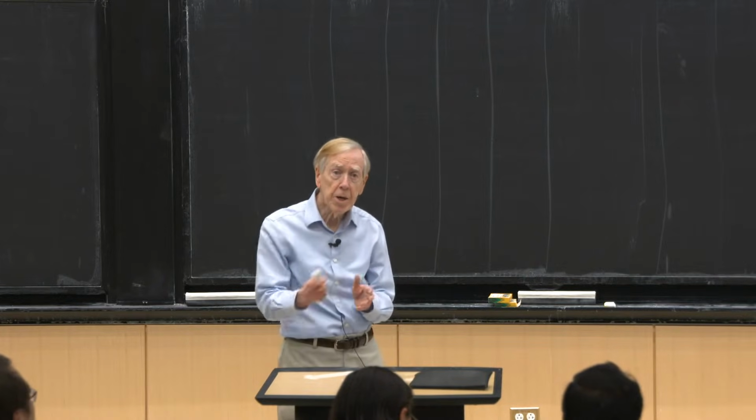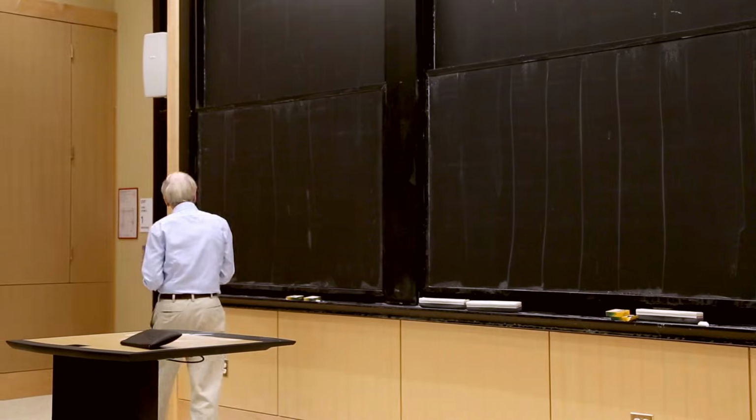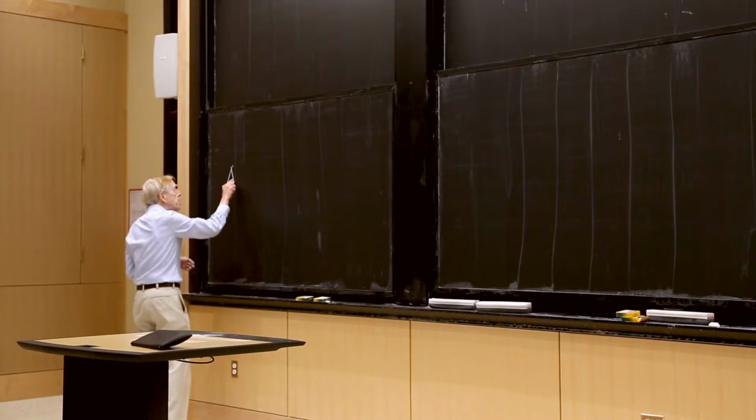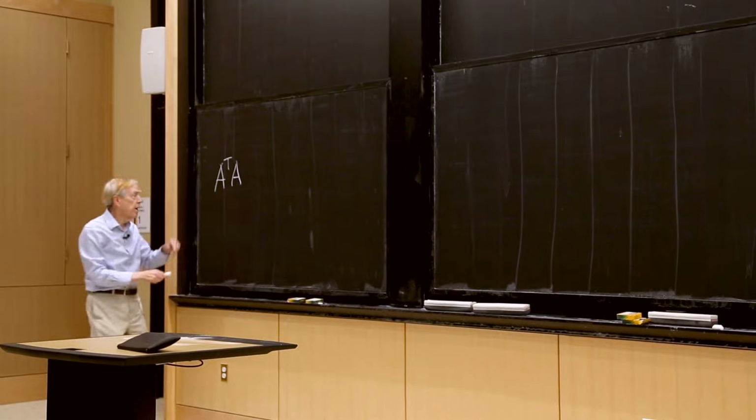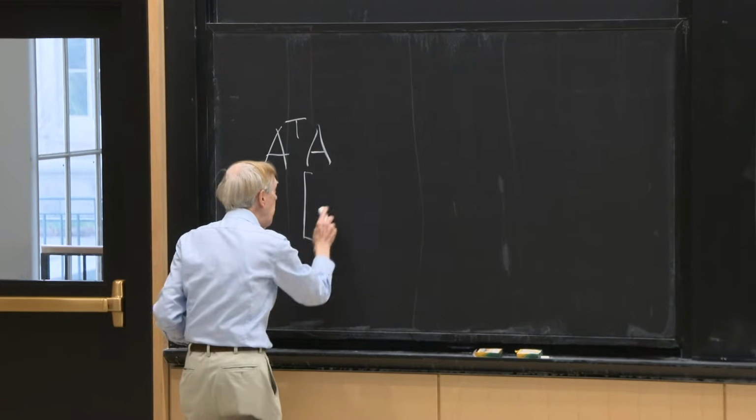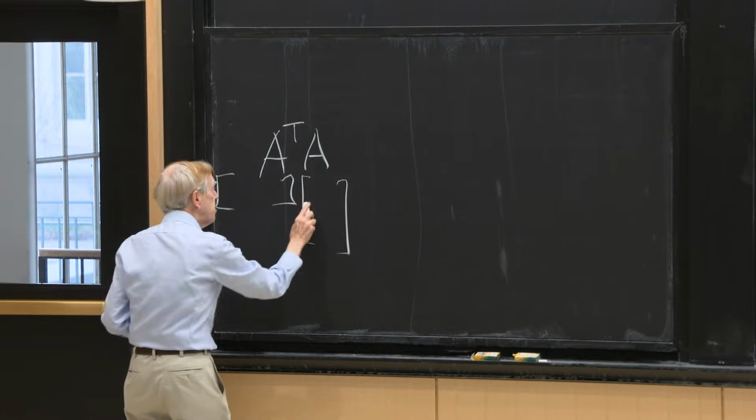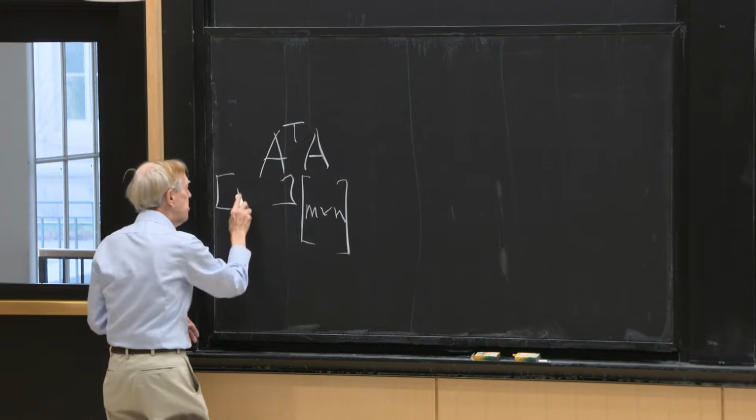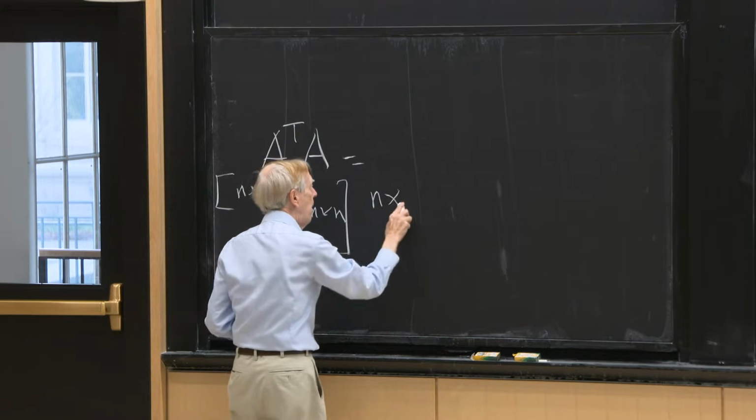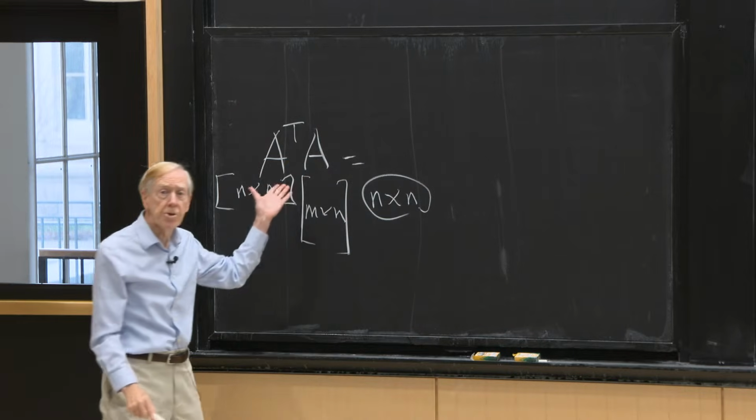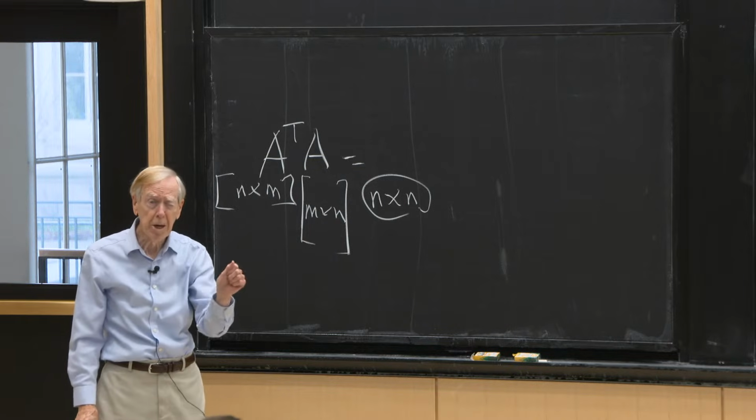So the key is that A transpose A is a great matrix. That's the key to the math, is A transpose A. So what are the properties of A transpose A? A is rectangular again, so maybe m by n. A transpose is n by m. So we get a result that's n by n. And what else can you tell me about A transpose A? Symmetric. It's symmetric. That's a big deal.